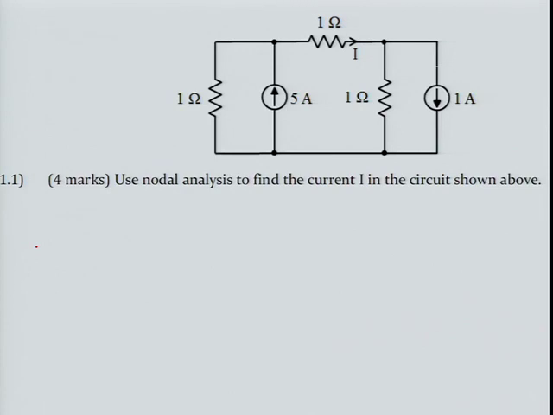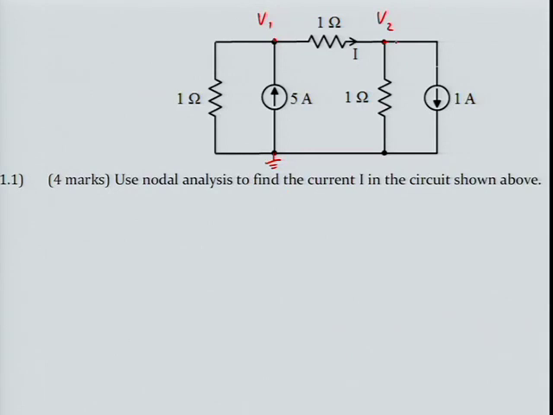So we have to remember, we say where are all the nodes? Let's call one of them ground. Well, let's say it's this one, not specified. Let's say that's node 1, voltage V1, and this is node 2, voltage V2. Nodal analysis, we're meant to find V1 and V2, and then find I in this case. But let's find V1 and V2.